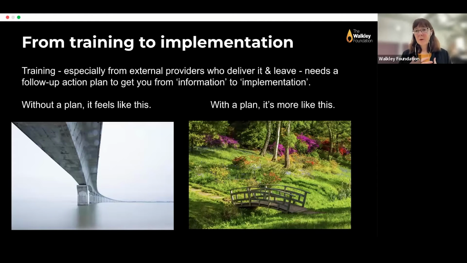I've worked as a trainer for many years myself, and I've observed as an external provider, if you book a training person and then they come and leave, you really do need to think, even before you've booked that training, how would we get from information to implementation? I could come and show somebody how to use a video editing software program or whatever, but if they don't then go off and use it, they'll forget. Without a plan, it can feel like a bridge to not really anywhere. And if you have a plan, you think, actually, I just have to take a short jump to the next step.